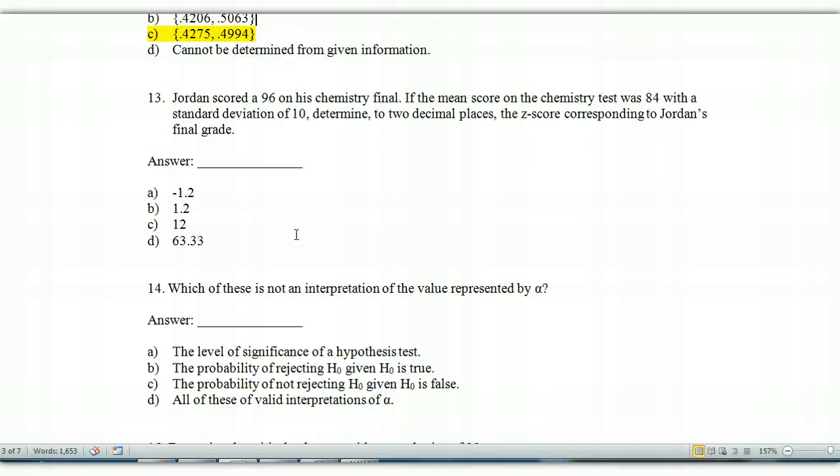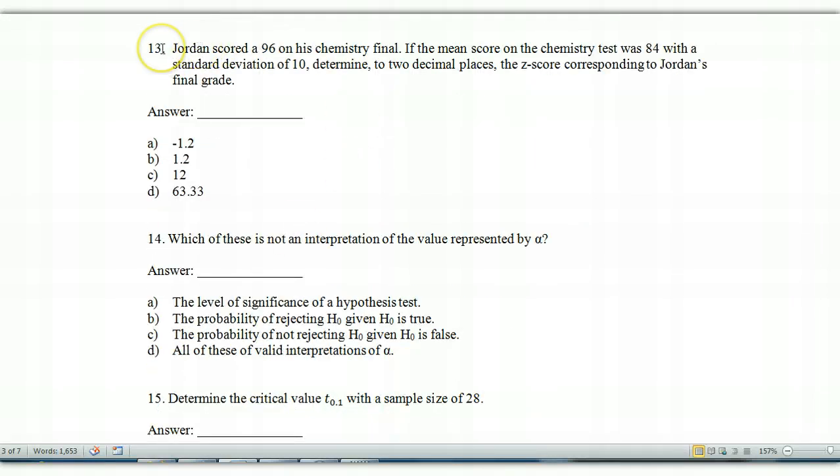Alright, this is part 2 of the practice final, starting with 13. Jordan scored a 96 on his chemistry final. The mean score was an 84. Standard deviation was 10. We want to know what Jordan's z-score was.